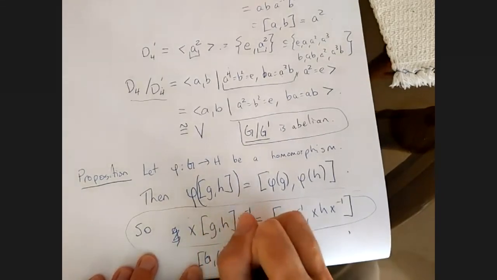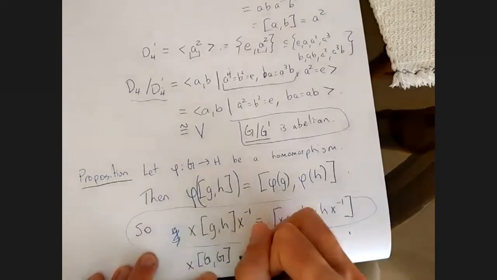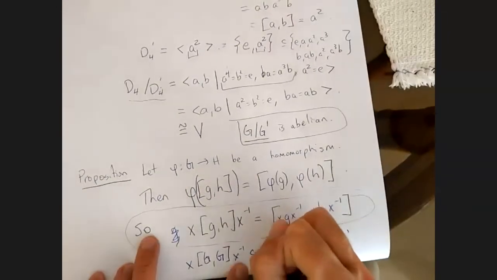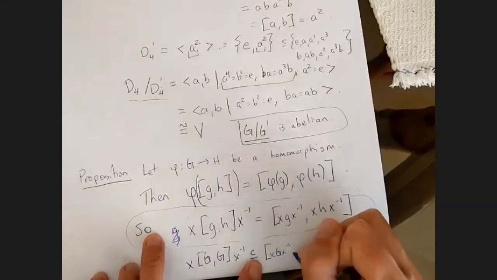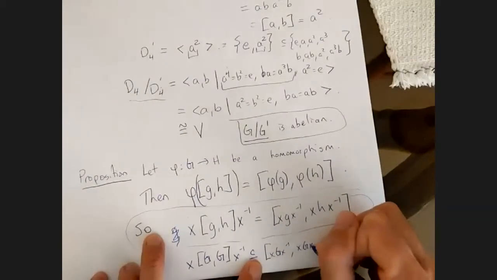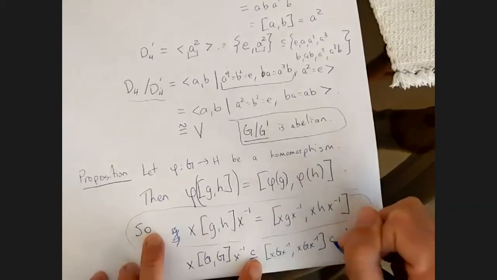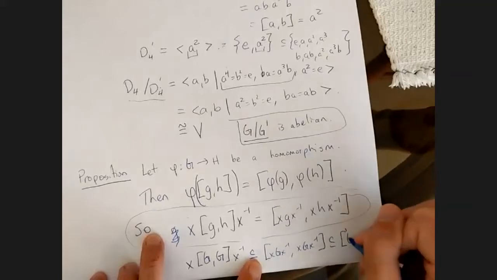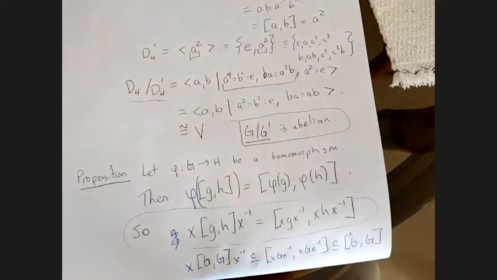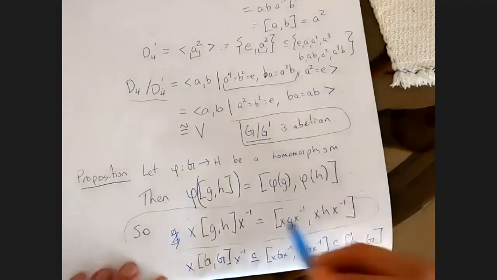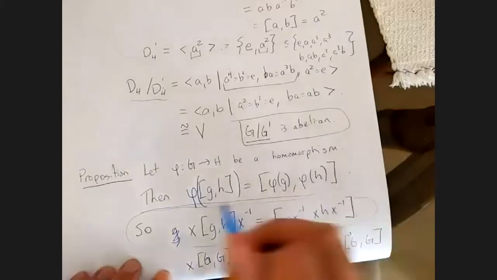So it tells us as a corollary that the commutator of G with itself, conjugated, is contained in this, which is contained in the commutator of G with G. In particular, it tells us that the commutator subgroup is a normal subgroup. And all that comes from this. So let's prove this line now.